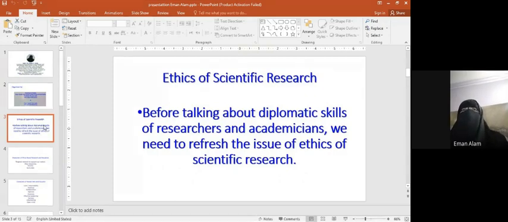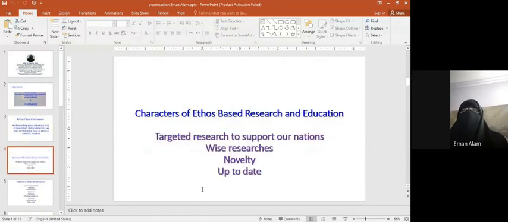First of all, today we will talk about diplomatic skills. Before talking about diplomatic skills of researchers and academicians, we need to refresh the issue of ethics of scientific researchers. We need to talk about characters of ethos-based research and education. We need to talk about targeted research to support our nations and our societies. We need to talk about wise research and wise publication, and also novelty and being up to date.